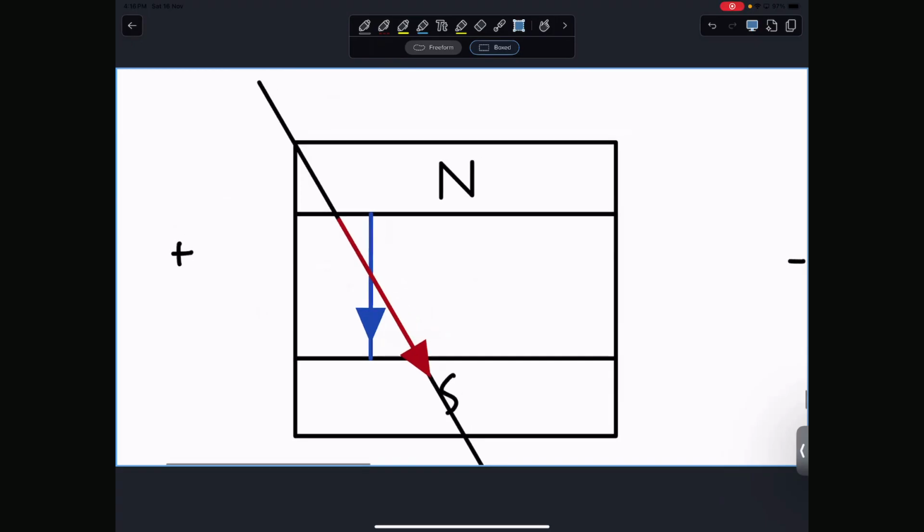90. Will there be force if it's not 90? Yes. The only time there won't be any force is if it's how much? 0, parallel. Okay, otherwise there's always a force, and the force keeps decreasing.